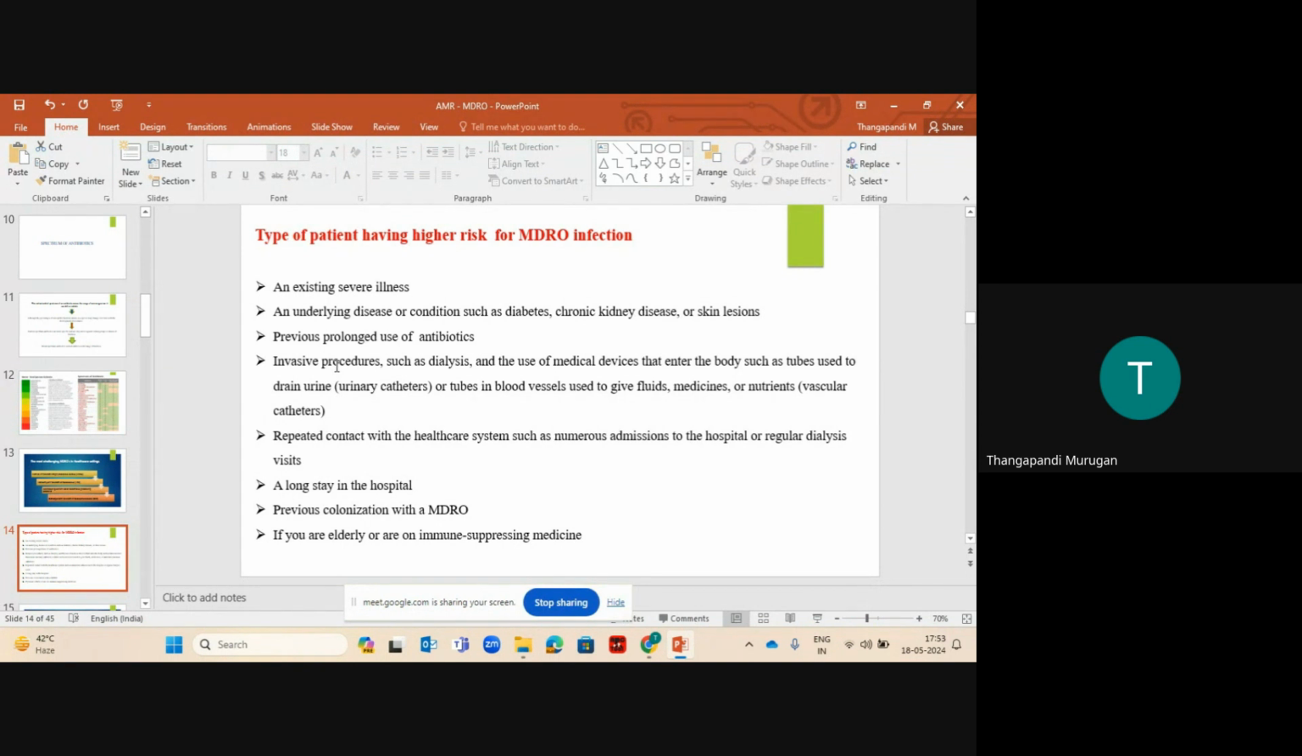So that is a vice versa concept. And then long stay in hospital: either the patient is a geriatric patient, or the patient's prognosis is not improving and the patient is having recurrent infection. A long hospital stay is one of the high risk reasons for MDR infection, and so is previous colonization with MDRO.